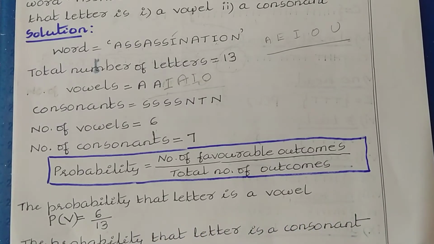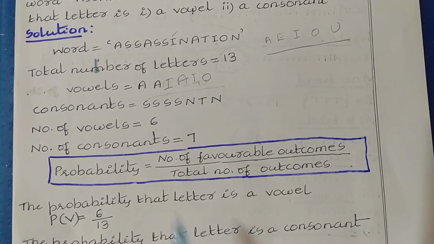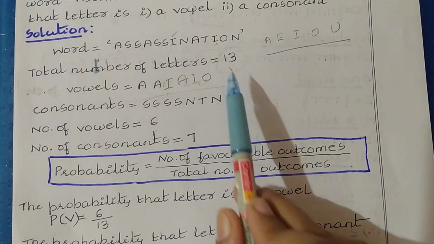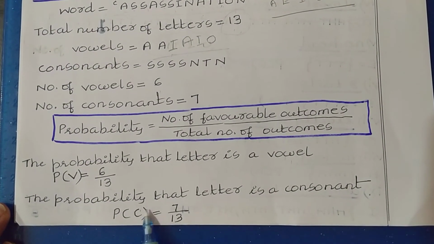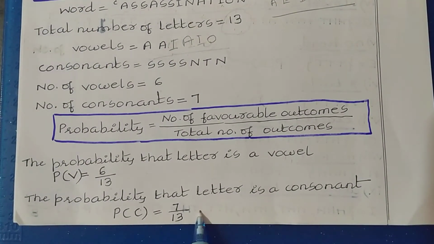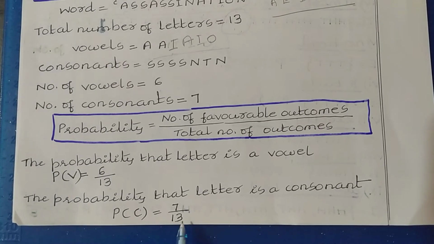Then the probability that the letter is a consonant, see totally here in this word we have 7 consonants and total number of letters are 13. So 7 by 13. Probability that the letter is a consonant, that is probability of C, is equal to 7 by 13.